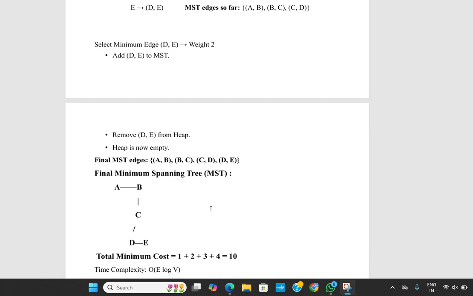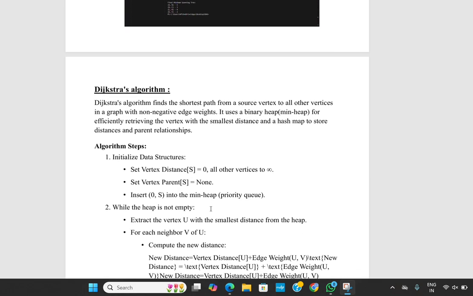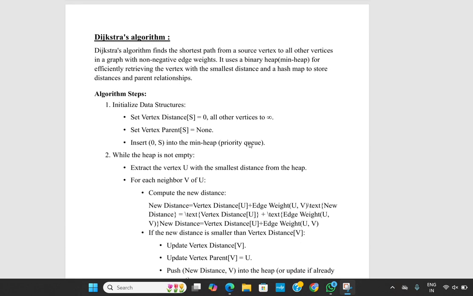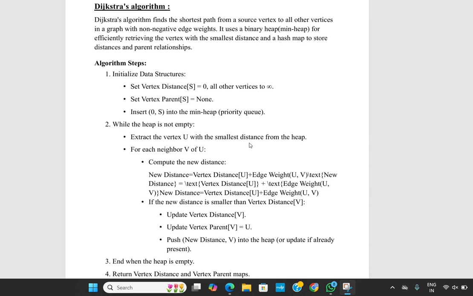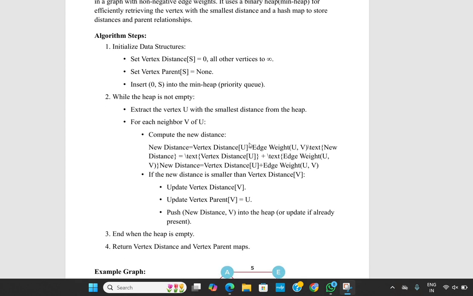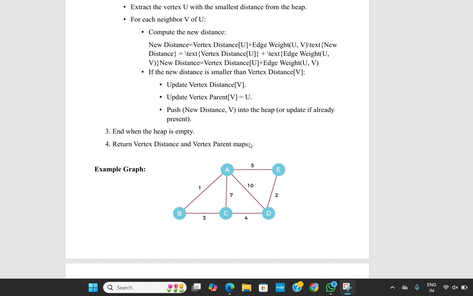And Dijkstra's algorithm. This finds the shortest path from a single starting node to all other nodes. It works like this: set the distance of the start node to 0 and all others to infinity. Use a priority queue to always pick the node with the smallest distance. Update neighbors if a shorter path is found.